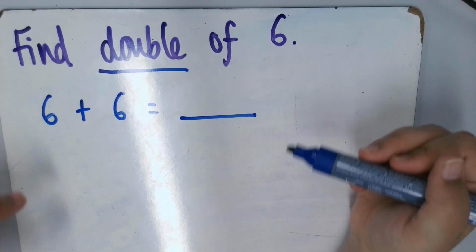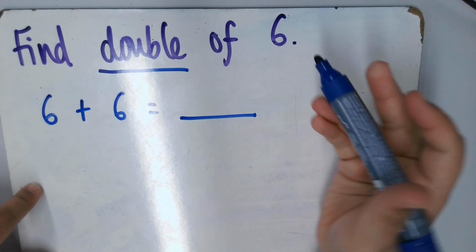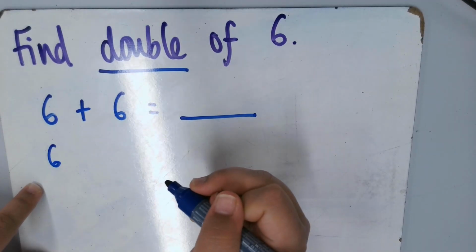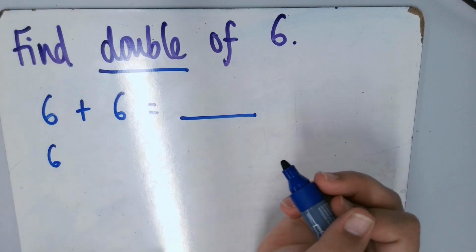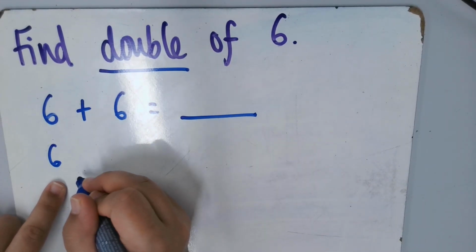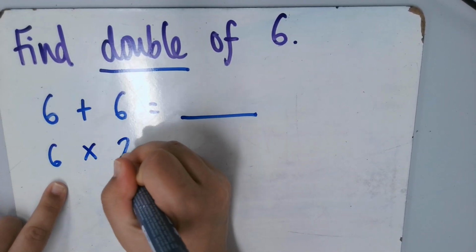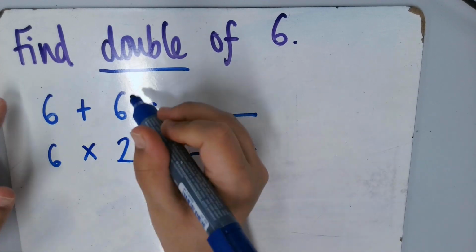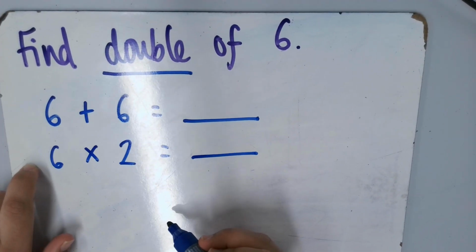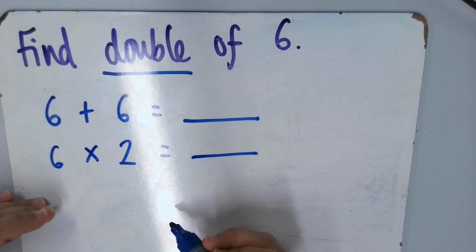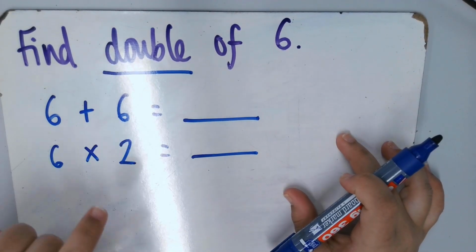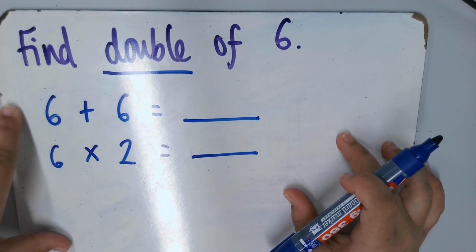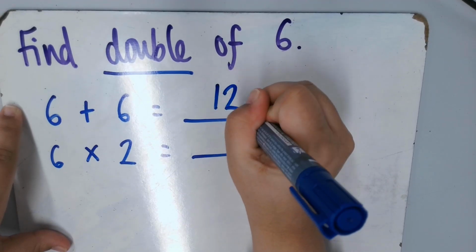If I want to put that into a multiplication equation, we're saying that we've got the number 6 and we want to find 2 lots of 6. So 6 and another 6. That's the same as saying 6 multiplied by 2. These two equations are the same. 6 add 6 and 6 times 2 are going to be the same. Just to prove that, let's have a look. 6 add 6, using my number bonds, I already know is 12.